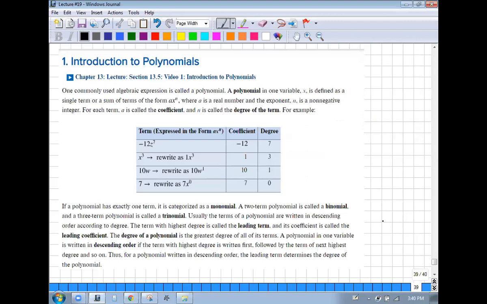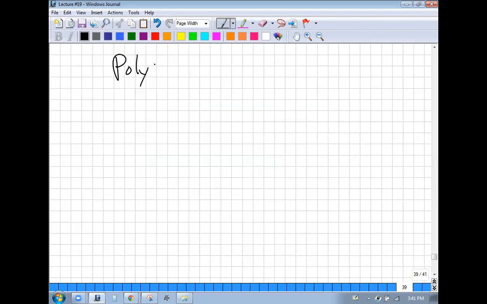So one commonly used algebraic expression is called a polynomial. A polynomial in one variable x is defined as a single term or a sum of terms of the form ax to the nth power, where a is a real number and the exponent n is a non-negative integer. For each term, a is called the coefficient and n is called the degree. So here are some examples of polynomials.